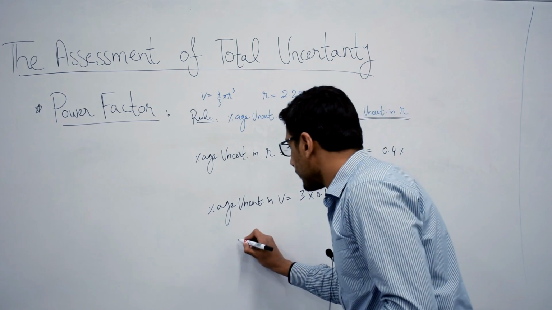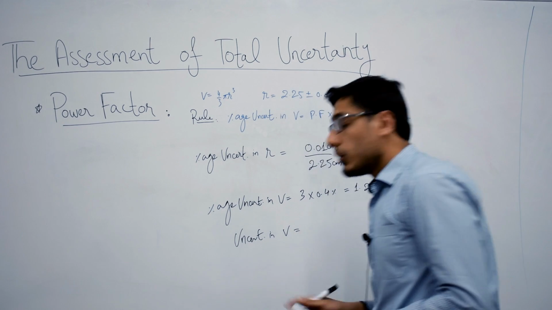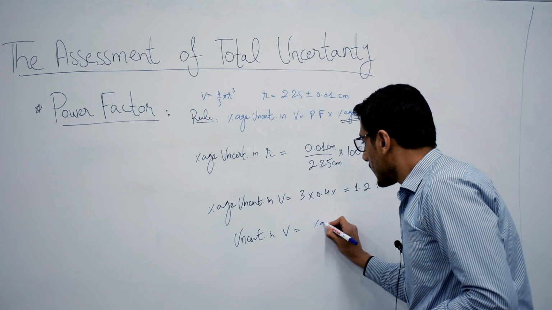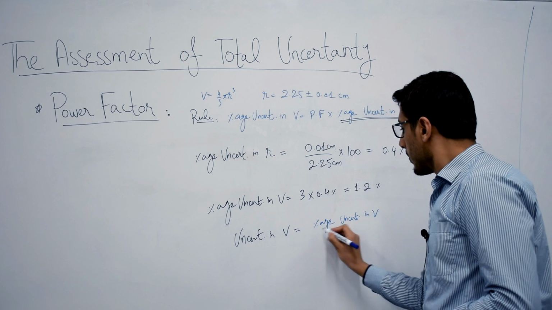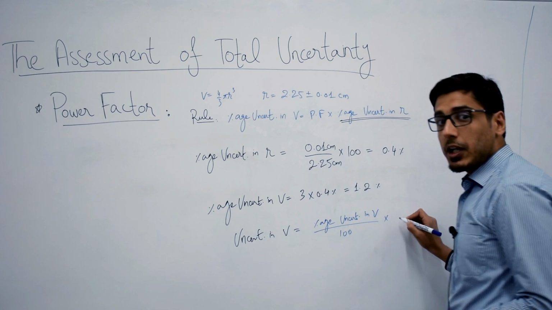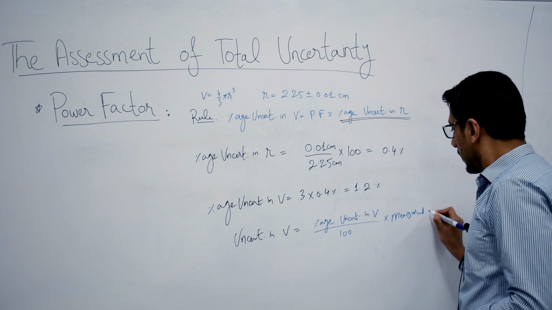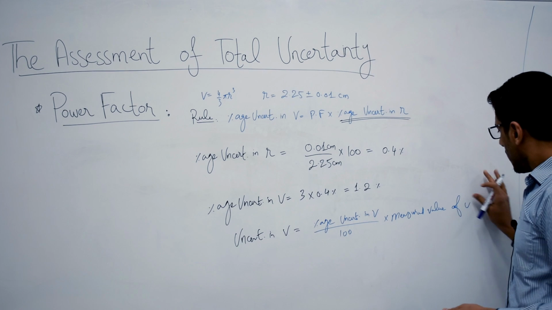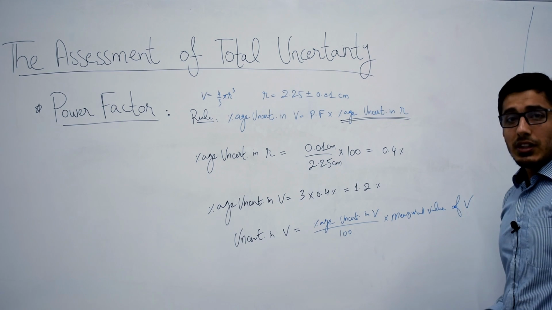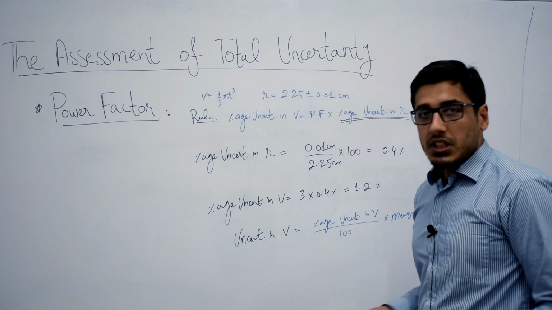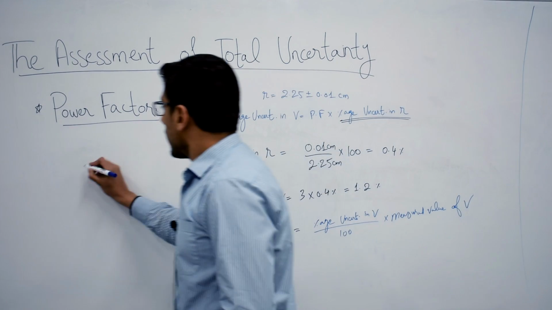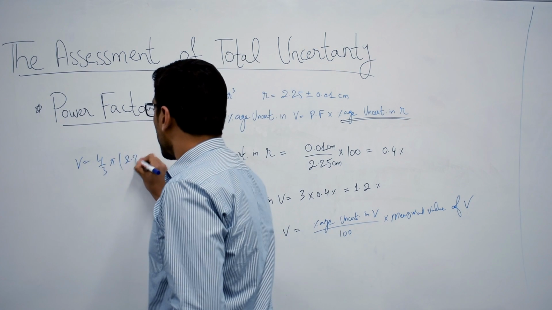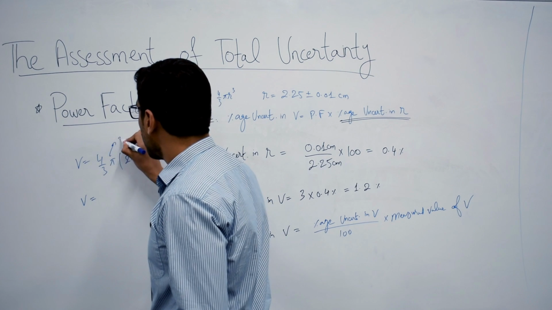So let's do that. Uncertainty in volume is equal to, what's the formula for that? The formula is the percentage uncertainty in volume divided by 100 multiplied by measured value of volume, but we haven't calculated the measured value of volume yet. So actually first let's quickly calculate the measured value of volume, and how can we do that? Simply by V is equal to 4 by 3 pi, and what is the value of R? 2.25 cube, and pi here is 3.14.